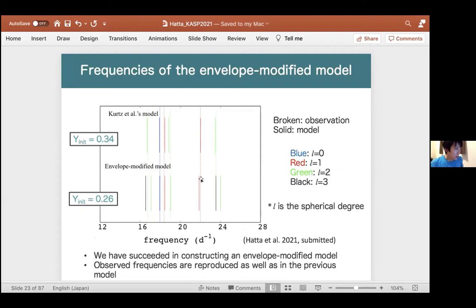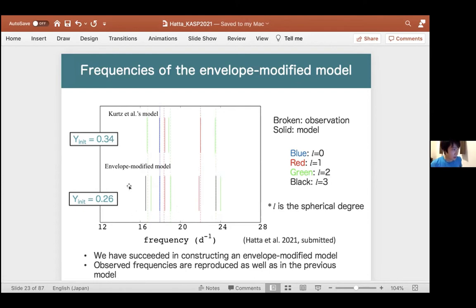And here are frequencies of the envelope modified model compared with the previous model. Modeled frequencies are represented with solid lines, and observed frequencies are represented by dashed lines. Here is Kurtz et al.'s model, and here is our non-standard model. As we see, observed frequencies are reproduced as well as in the previous model. But to be honest, there's no big improvement in terms of how well we fit the observed p-mode frequencies.